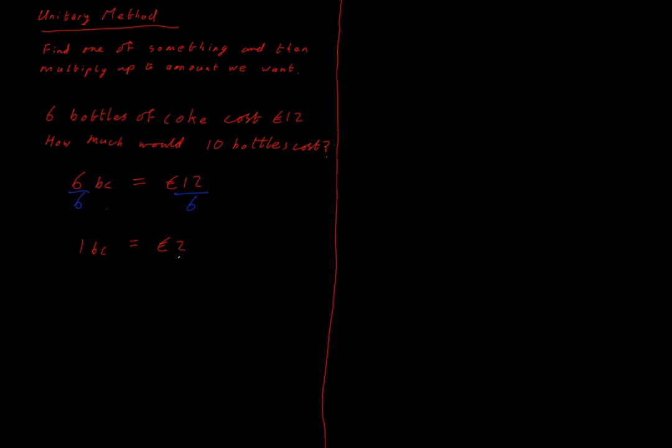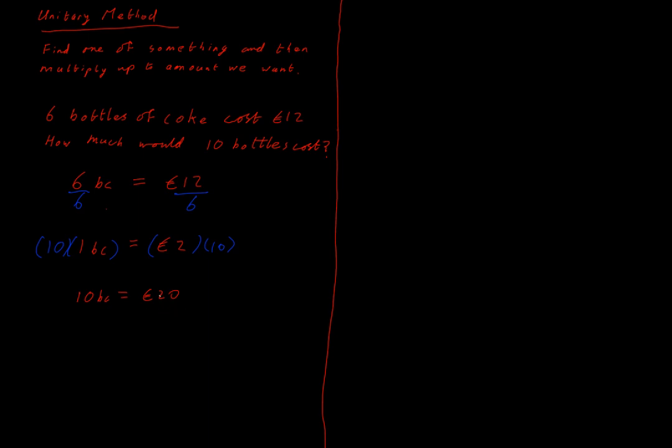Now that I know what 1 bottle of Coke costs me, I'm able to find out what 10 bottles of Coke is going to cost me, because it's going to cost 10 times as much. I am going to multiply both sides by 10, and I have to do that to both sides to keep everything balanced. So 1 bottle of Coke multiplied by 10, I have 10 bottles of Coke, is going to cost me 2 by 10, which is €20. I can do that on my calculator if I'm unsure. So 10 bottles of Coke would cost me €20.